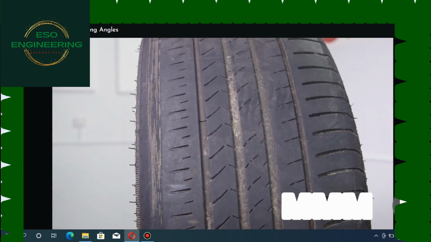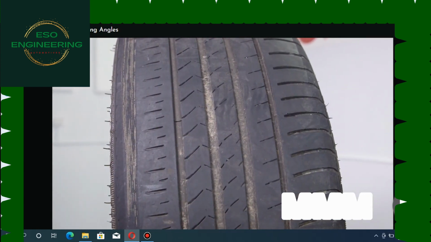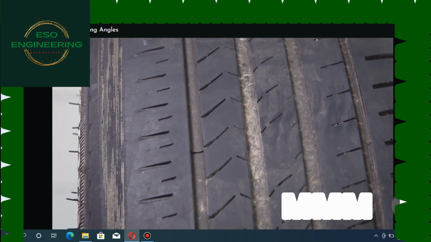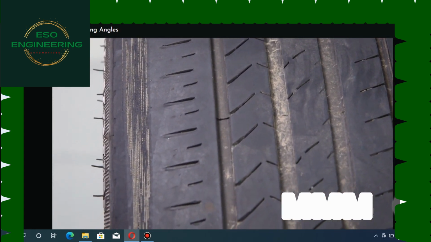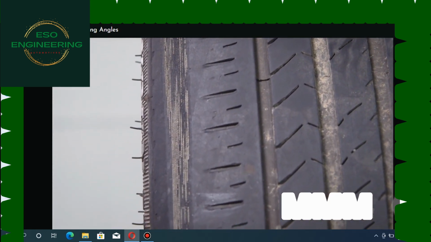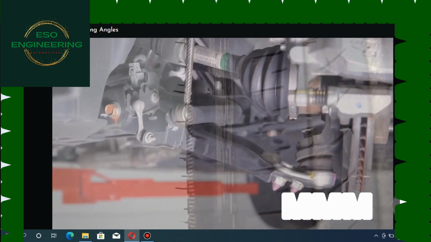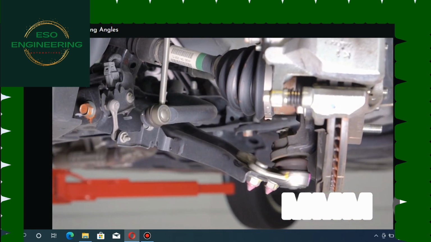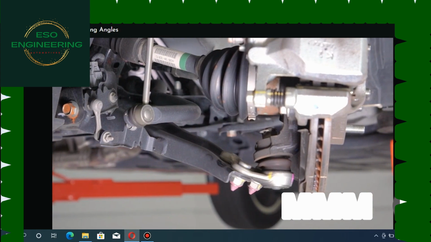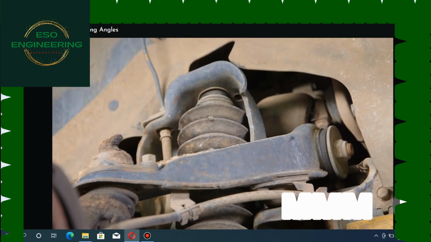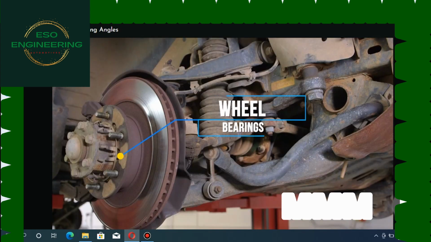A vehicle with excessive camber angle difference on a common axle will have a tendency to pull to the side with the most positive setting and cause uneven wear across the face of the tyre. The vehicle's camber angle may be affected by worn ball joints, control arm bushes, sagged or broken springs, and loose or worn wheel bearings.